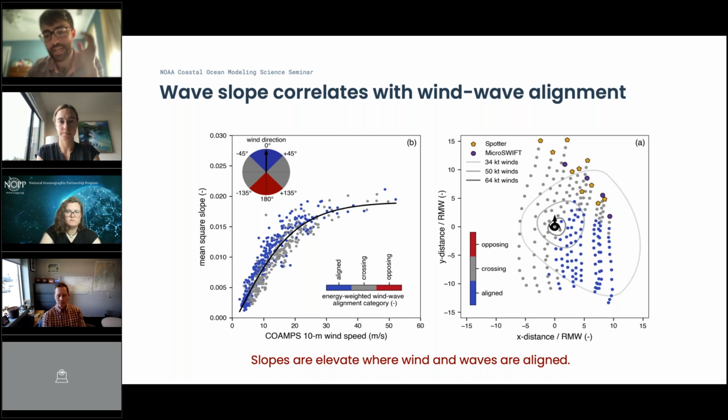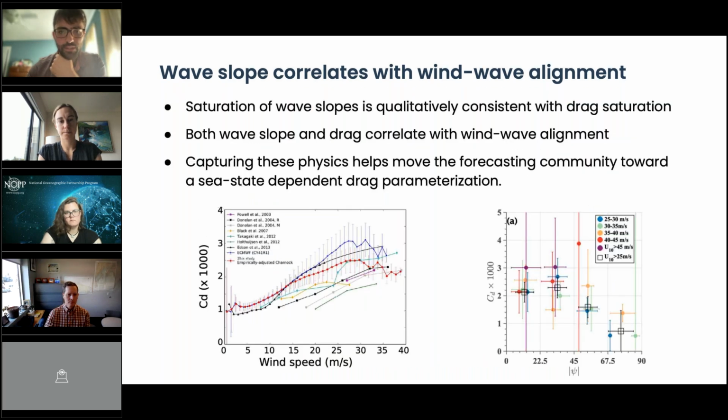And what we see is that, generally speaking, the aligned waves fall to the rear and to the right of the storm, which would then suggest that the mean square slope would be amplified in that quadrant or in that part of the storm. So this all ties together to suggest that not only does mean square slope have a dependence on wind wave alignment, but that it has this distinct spatial distribution within the storm. So slopes are elevated where wind and waves are aligned. And so next slide, please.